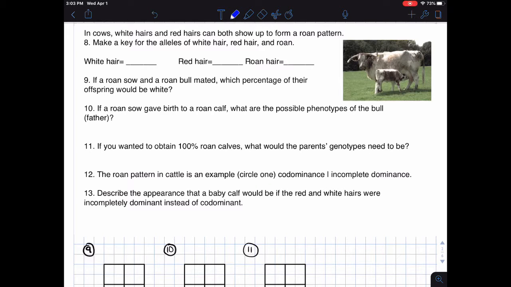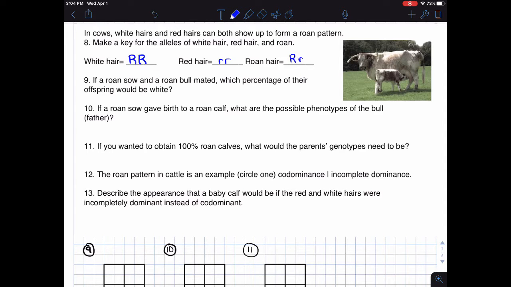Number 8. Make a key for the alleles of white hair, red hair, and roan. So white hair is an example of a homozygous dominant individual, so they would be capital R, capital R. Red-haired cows are homozygous recessive individuals, so they are lowercase r, lowercase r. And roan-haired cows are heterozygous individuals, or capital R, lowercase r.